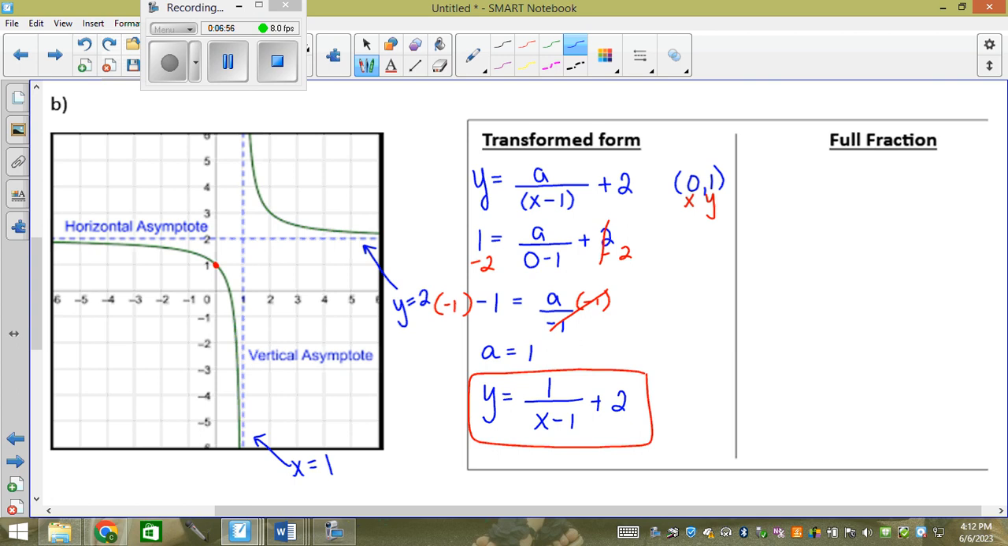Full fraction, we do y equals a x-intercept over vertical asymptote, which is x minus 1. Now we need to get the x-intercept in factored form. Now if this was a test, they'd actually have to bold this and label it because it's kind of in the middle, because this is at 1/2 and 0. So let's work that back to a factor. So we have x equals 1/2.